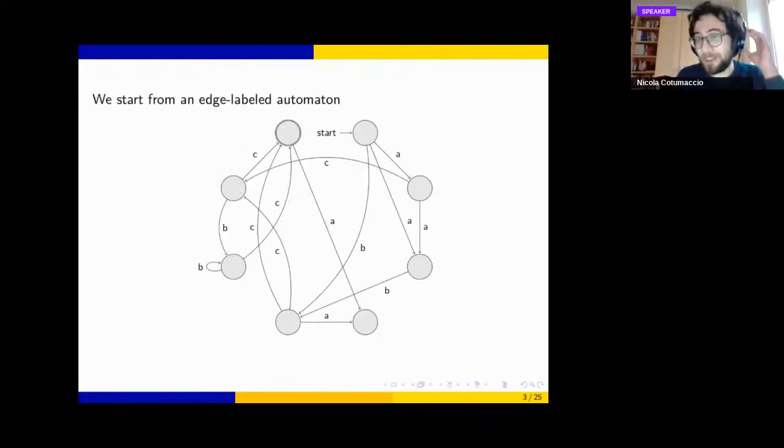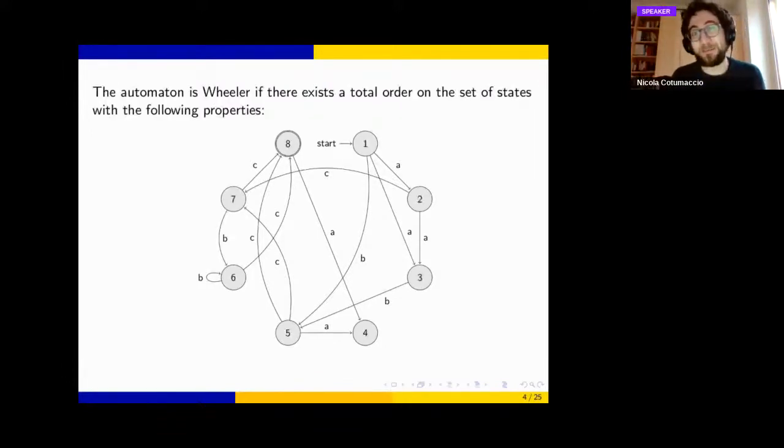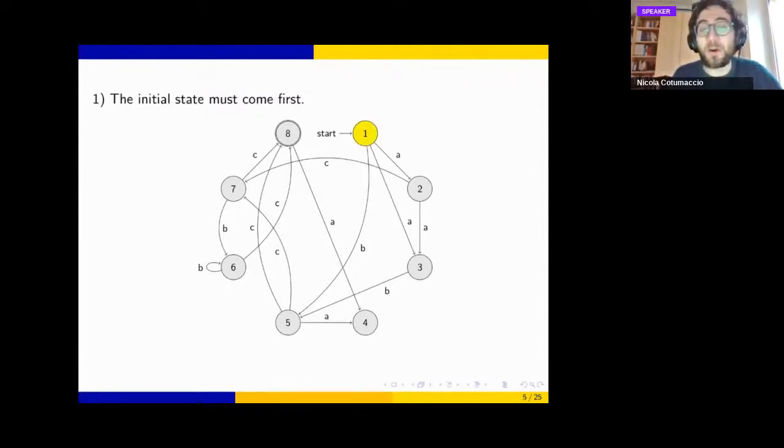I will just recall a little bit the definition of Wheeler graph. We have just seen it, but I hope that at least at the end of the day, the definition of Wheeler graph should be okay after these two presentations. So intuitively, consider a graph or an automaton. Basically, it's the same structure. This is just a technical difference we make in the paper this presentation is based on. And so we say that this automaton is Wheeler if we can define a total order on the set of nodes having the following properties.